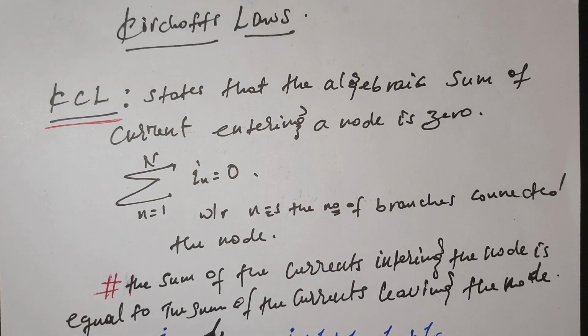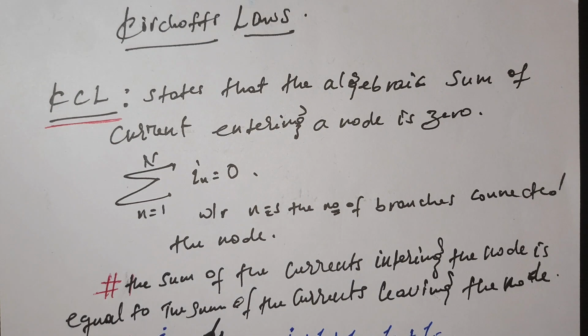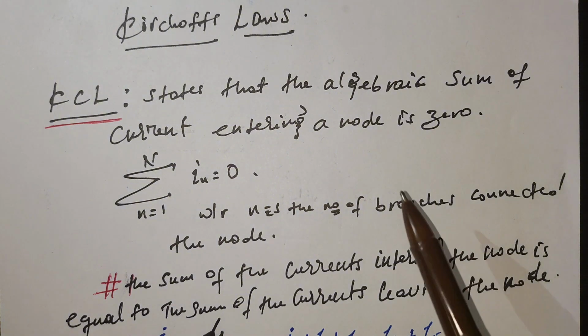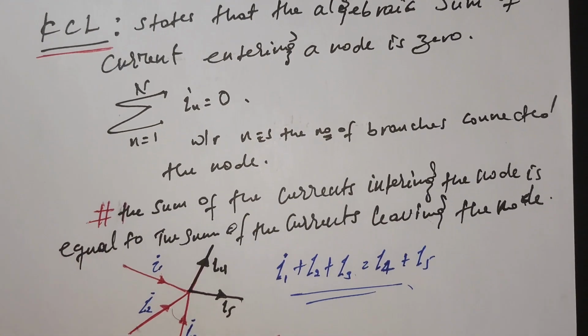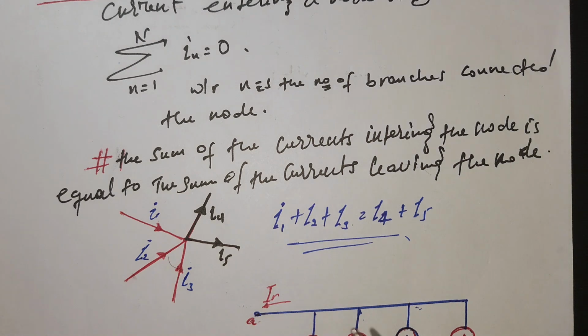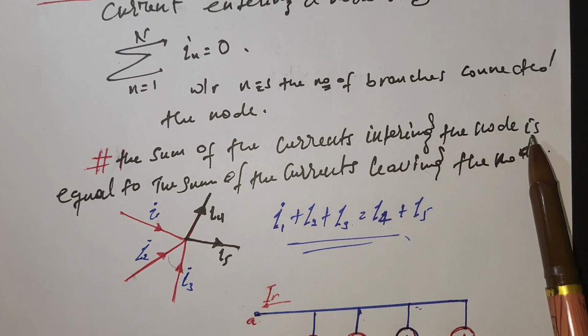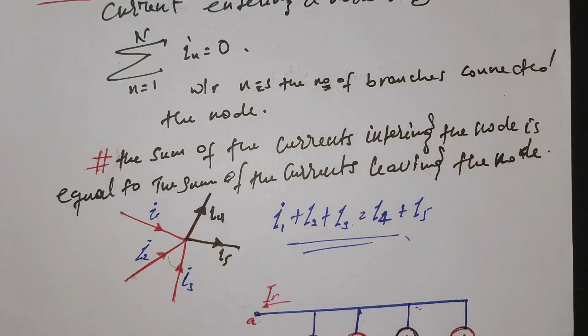We're gonna learn about Kirchhoff's law. We begin with Kirchhoff's current law. It states that the algebraic sum of currents entering a node is zero, just the summation of the currents entering and leaving, passing through the node. Simply explained, the sum of the currents entering the node is equal to the sum of the currents leaving the node.